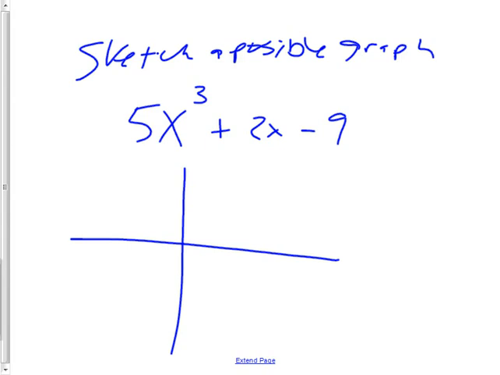It's all about the zeros, the y-intercept, and how many roots it has. Oh, and the end behavior too. Like you should know if the thing ends going up or down.